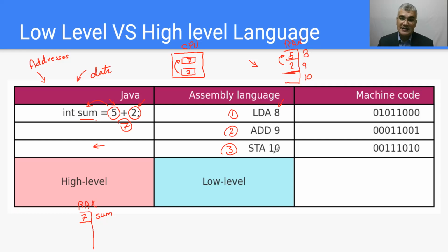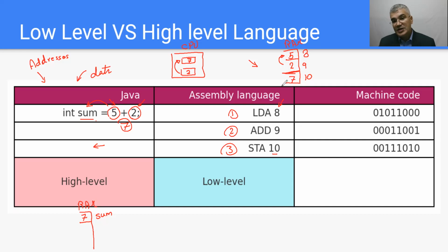STA 10 is saying get the result of the arithmetic operation that you already performed, which is stored in a place in the microprocessor, and save it at address 10 in the RAM. So now we need to put it at address 10 in the RAM.